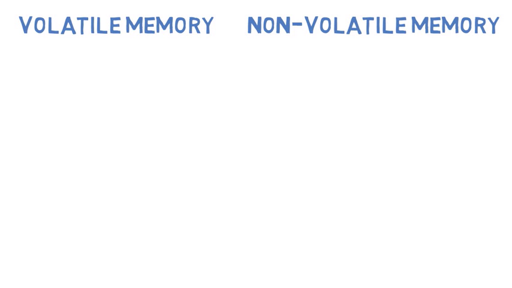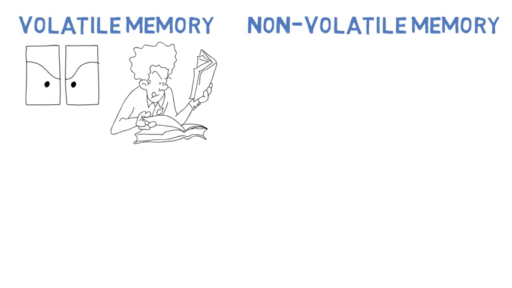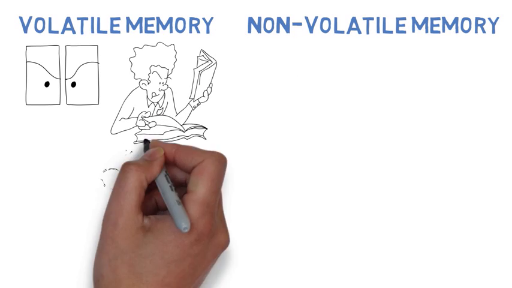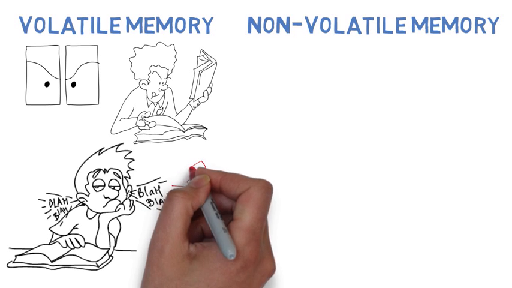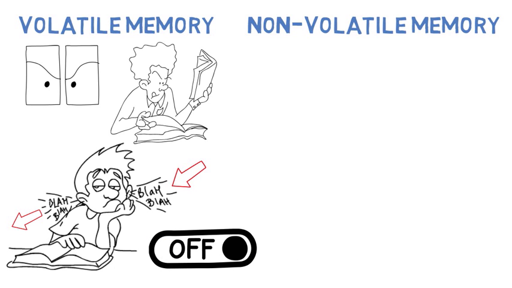Volatile memory relies on a power source to store information, rather like you needing to concentrate so that facts sink in. If you don't pay attention in class or you have a really bad memory, facts will go in one ear and out the other, and you won't remember a thing. It's the same with volatile memory. As soon as you switch off, all that information is lost.